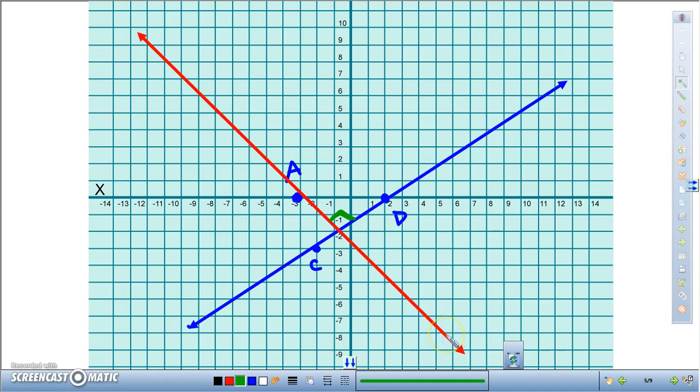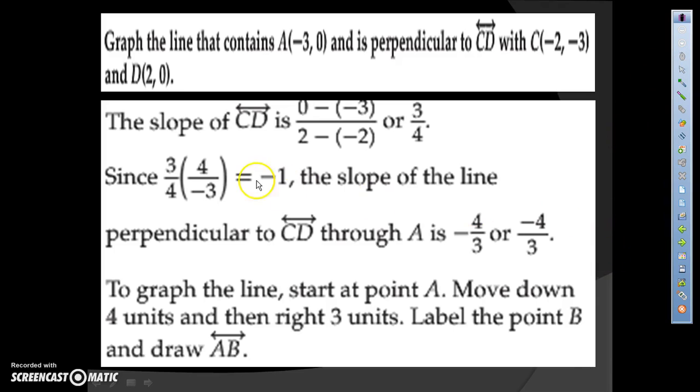Okay, well, let's think about the information that we would need to do this. First of all, for me to know what the slope of my red line needs to be, I first have to know what the slope of this blue line is. Once I find the slope of the blue line, or line CD, then I can go about determining what the slope of the line that they're asking me for needs to be. So let's go and see how we do that. First, we're going to find the slope of line CD using the slope formula, and find that my slope of line CD is 3 over 4.